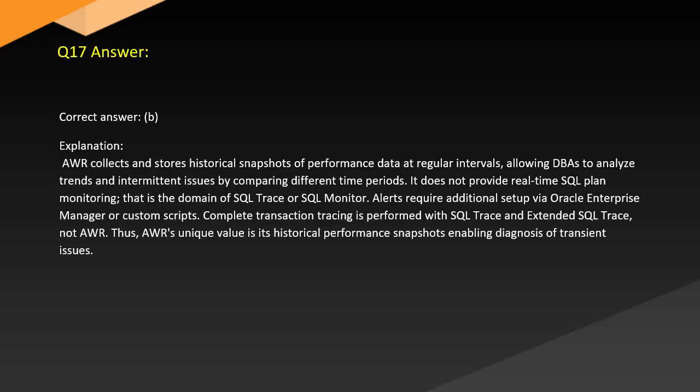Answer. Correct answer: B. Explanation. AWR collects and stores historical snapshots of performance data at regular intervals, allowing DBAs to analyze trends and intermittent issues by comparing different time periods. It does not provide real-time SQL plan monitoring. That is the domain of SQL Trace or SQL Monitor. Alerts require additional setup via Oracle Enterprise Manager or custom scripts. Complete transaction trace is performed with SQL Trace and Extended SQL Trace, not AWR. Thus, AWR's unique value is its historical performance snapshots enabling diagnosis of transient issues.